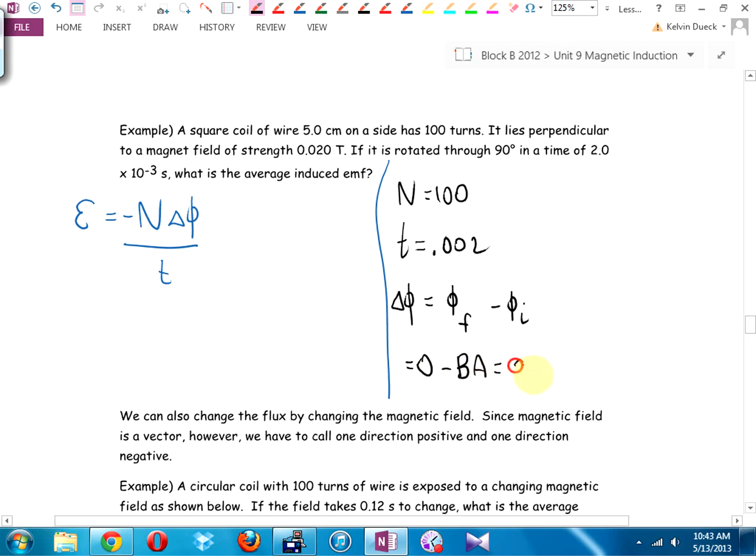BA, 0 minus magnetic field of 0.02 times area. What shape? Square. What's the area of a square? It is based on length times width because it is technically a rectangle. But what do you know about the length and the width of a square? They are the same. So are you saying we could just go side squared?